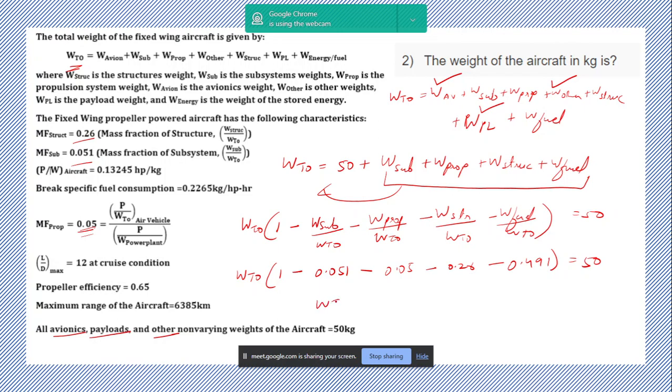It's 50. So your W takeoff weight is 50 divided by 1 minus 0.051 minus 0.05 minus 0.26 minus 0.491. So you get something around 340.13 kgs. That is the weight of the aircraft, which is W takeoff, which is W initial, everything. It's the same thing.